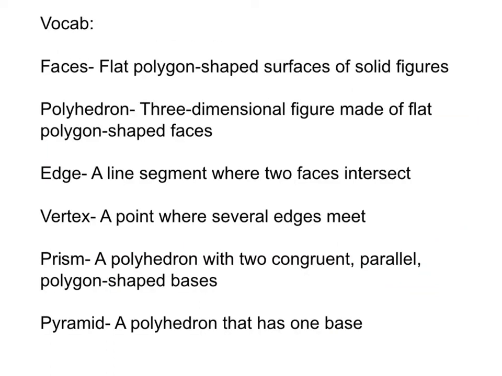For vocab words, we have faces, which is flat, polygon-shaped surfaces of solid figures. Polyhedron is a 3-dimensional figure made of flat, polygon-shaped faces. An edge is a line segment where 2 faces intersect. A vertex is a point where several edges meet. A prism is a polyhedron with 2 congruent, parallel, polygon-shaped bases. A pyramid is a polyhedron that has 1 base.